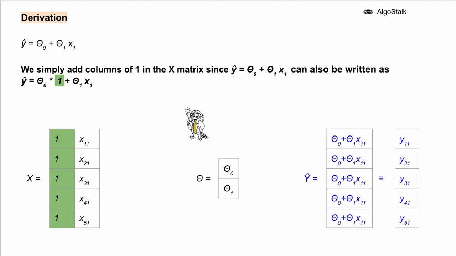To solve the issue, we simply add a column of 1s to our matrix X. This addition allows us to include the intercept term. So, instead of just having theta 0 and theta 1 x1, we can write our equation as y hat equals theta 0 multiplied by 1 plus theta 1 multiplied by x1. By adding a column of 1s, we make sure that our matrix X has a place for the intercept term. This way, everything lines up perfectly for our calculations.